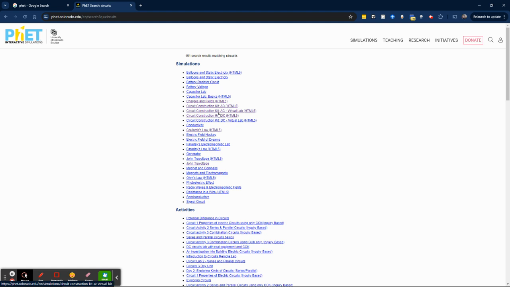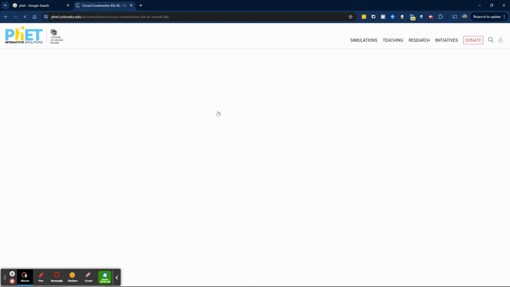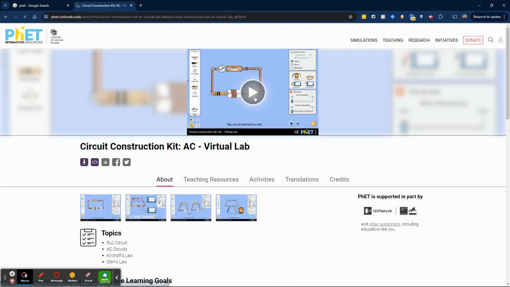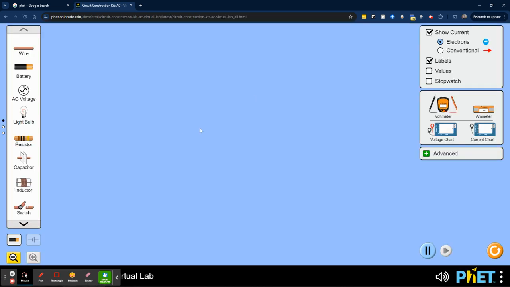I'm going to pick on this one here. We've got a few different simulations, and I'm going to pick the one that allows me to play around with AC as well as DC. So what we're going to do first of all: probably today we're going to be mainly looking at DC, direct current. We're going to be mainly understanding what is voltage, current, and resistance. So I'm going to start off by making a circuit.